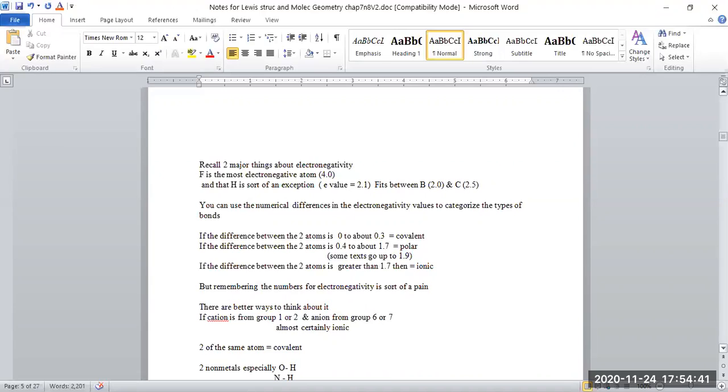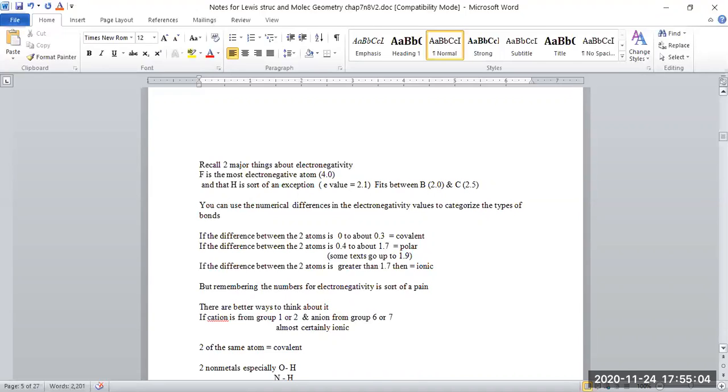Most textbooks will agree that if the difference in electronegativity between two atoms is small, 0 to 0.3, we're going to declare that a covalent bond, because there is either no difference or a really small difference.